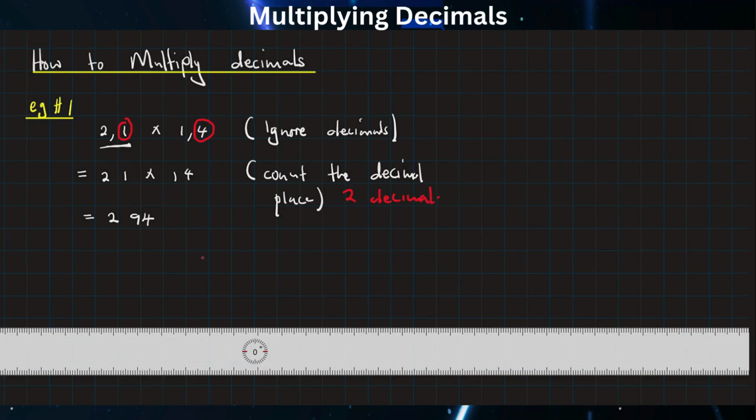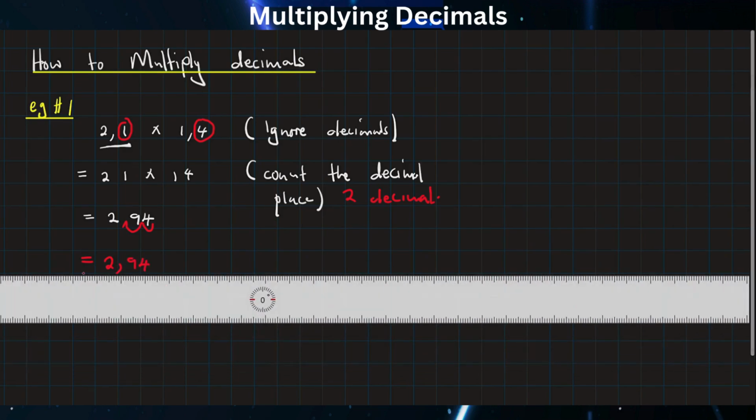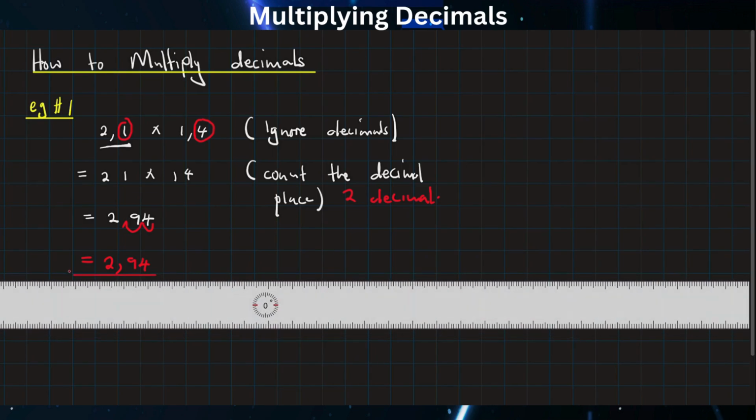So we count decimals from right to left. So we're going to say 1, 2. So our decimal is going to be here, which is equal to 2.94. Done. That's how we count decimals.